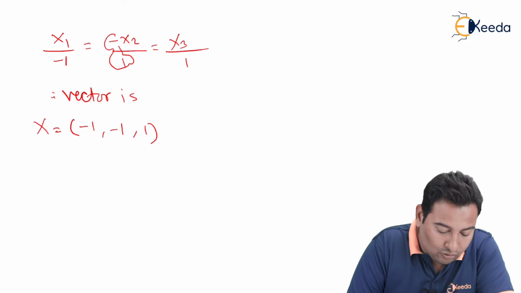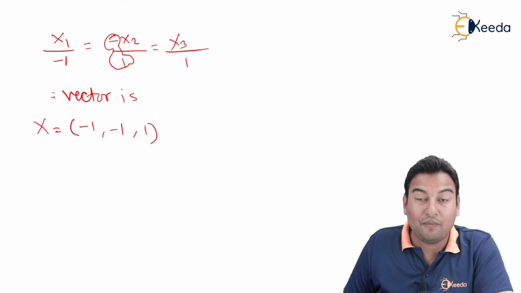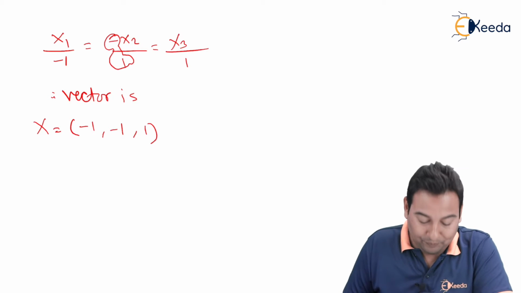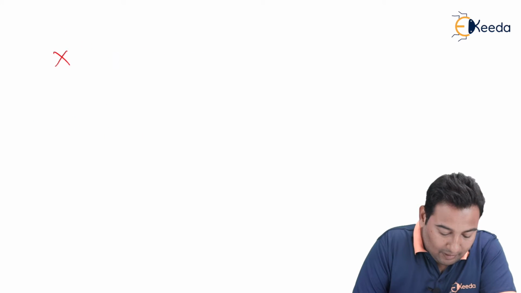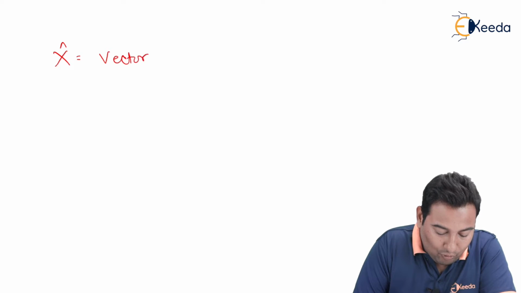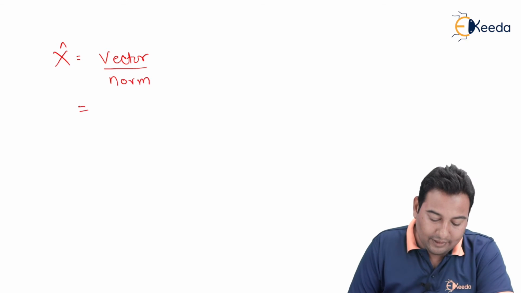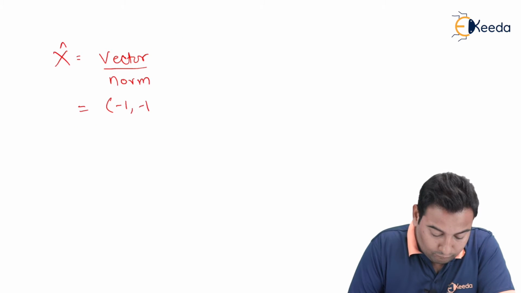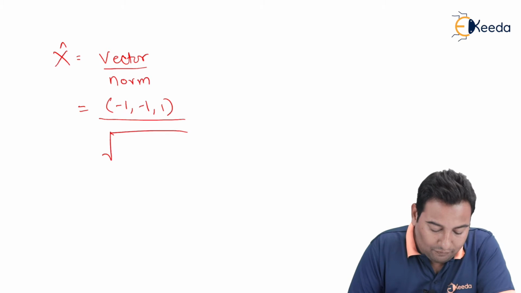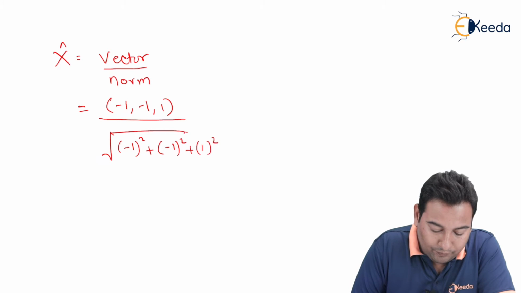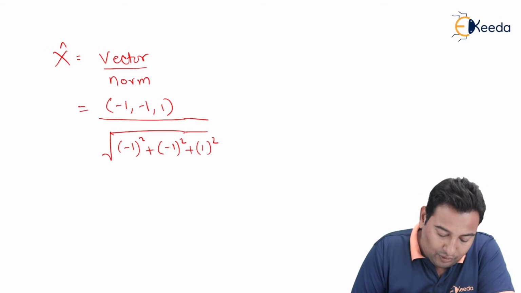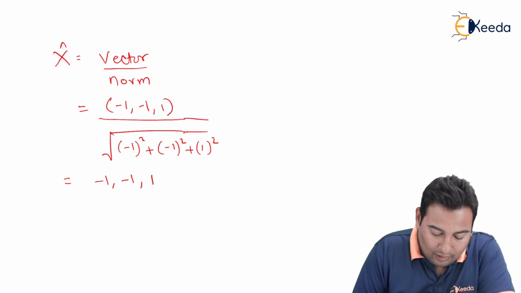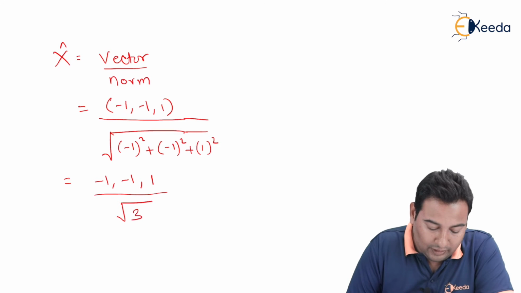You're going to consider this minus also with this 1. This is the vector. We need to find its unit vector. That is x bar equal to the vector upon its magnitude, that is its norm, which will be equal to the vector here, (minus 1, minus 1, 1), and its norm is the square root of minus 1 squared, minus 1 squared and 1 squared, which will be equal to (minus 1, minus 1, 1) upon root of 3.